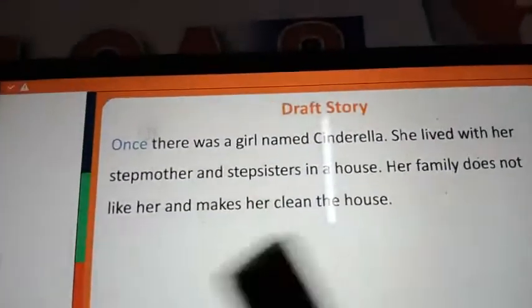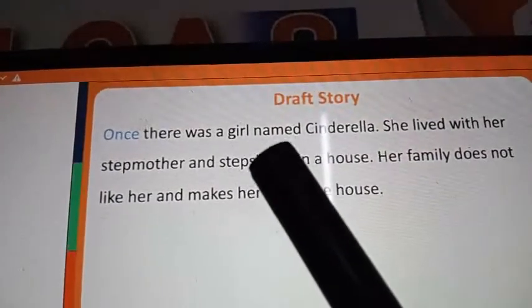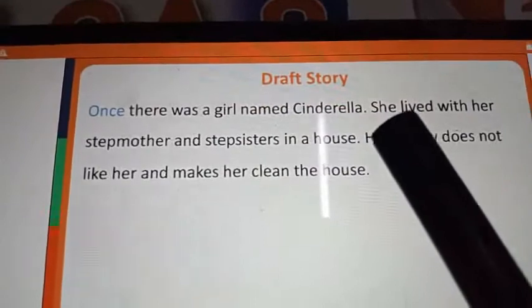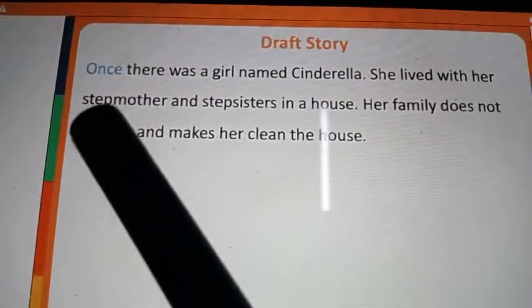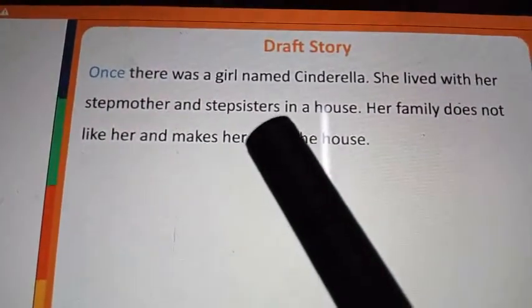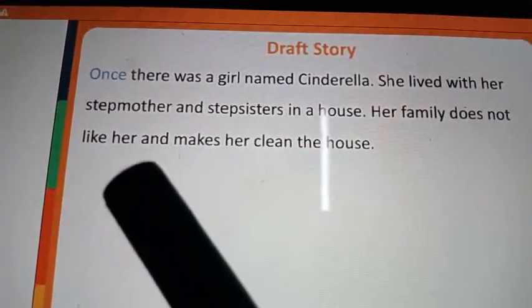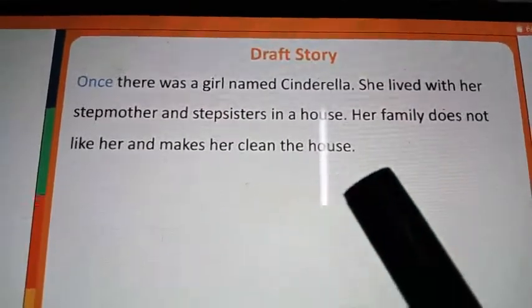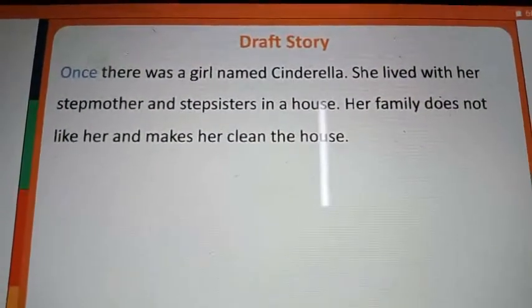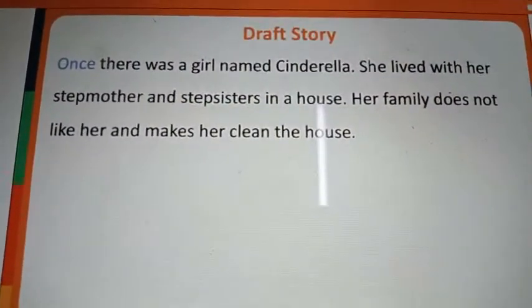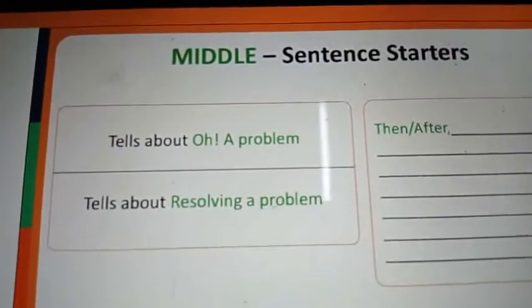Draft story: Once there was a girl named Cinderella. She lived with her stepmother and stepsisters in a house. Her family does not like her and makes her clean the house. This is the beginning of the story. Next, let us move to the middle.